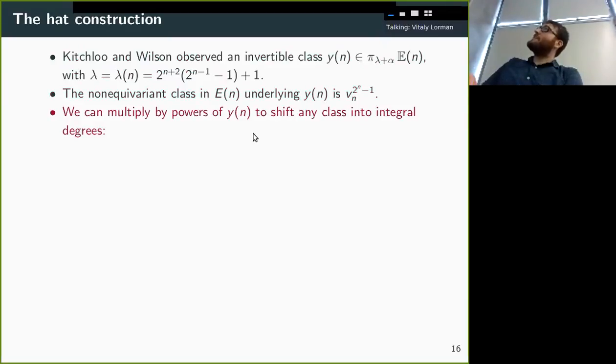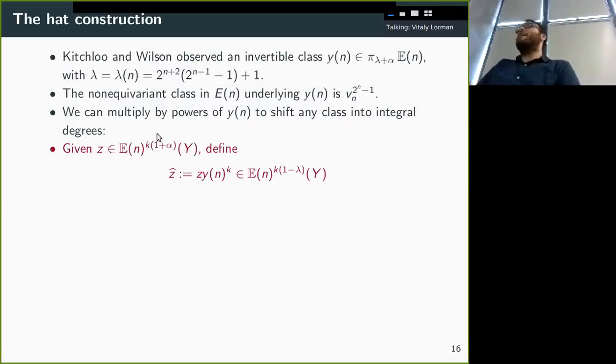And so what we can do with this class is multiply by its powers to shift any class we have in the equivariant E_n cohomology of any space into integral degrees. So pretty much we just take any class, look at the number of sign representations there are, and multiply by the corresponding power of y to get rid of all the sign representations and put it into integral degrees. I'm going to use this construction specifically for classes that live in diagonal degrees, even though you can do it more generally for classes in any RO(C2)-graded degree. So given a class in degree k times 1 plus alpha, k times the regular representation, there are k copies of the sign representation. So I'm switching from homotopy degree to cohomological degree. I need to multiply by the kth power of y to subtract off k copies of alpha to put it into an integral degree.